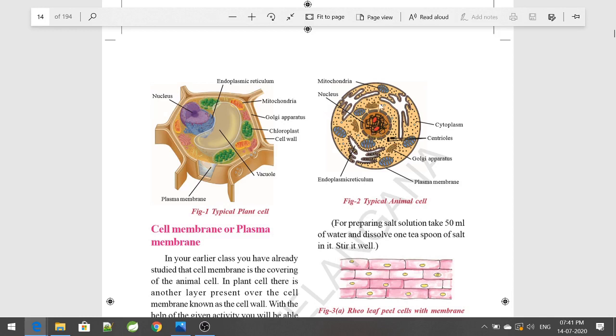But see the structure. It is bound by a nuclear membrane, whereas here there is no nuclear membrane. So see the differences also. Mitochondria is present here also. Cytoplasm, but here we call it protoplast or cytoplasm only. Centrioles are present here. See the black dots. But here we don't find them. Centrioles, Golgi apparatus, plasma membrane.